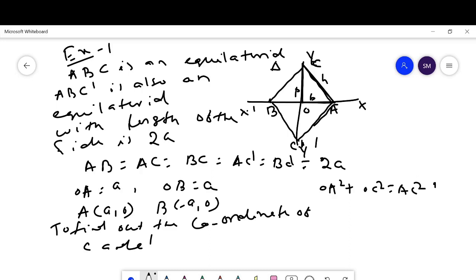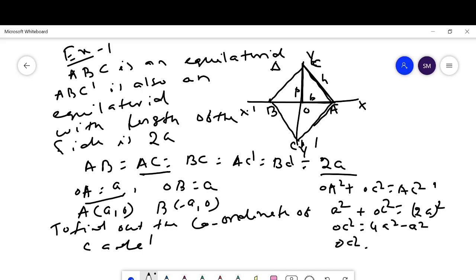As we know, OA is length a. Then a square plus OC square is equal to AC square. AC has the length 2a, so this is (2a) whole square. This means OC square is equal to 4a square minus a square. OC square is equal to 3a square. OC is equal to root 3 a.